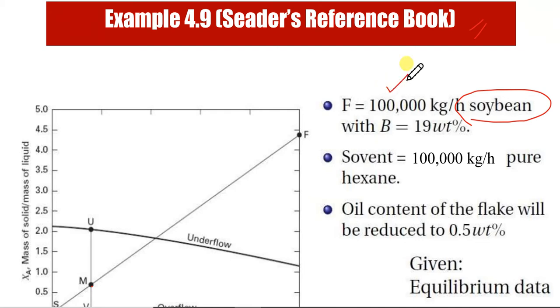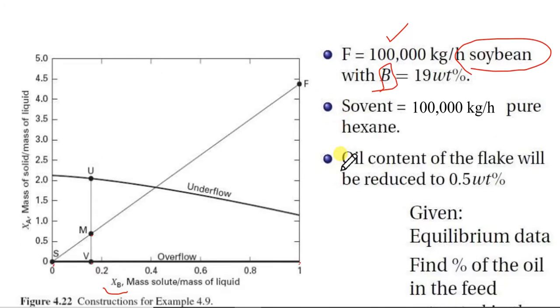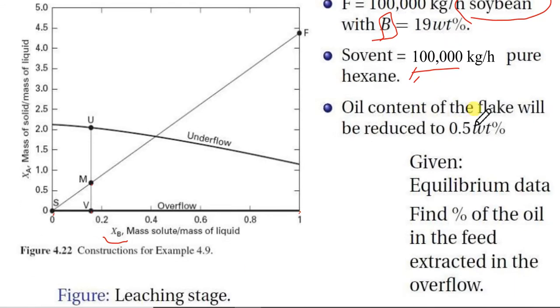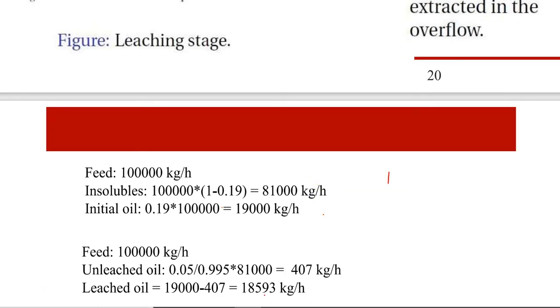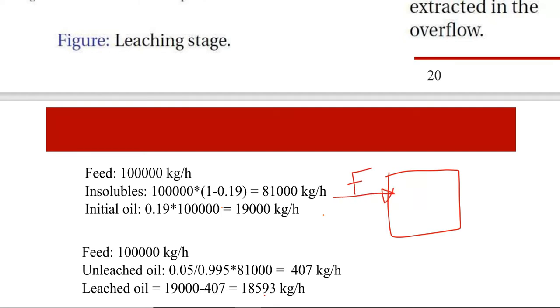100,000 kilograms per hour, with the B. B is the solute which can be taken by solvent. So solvent again is 100,000 kilograms per hour, pure hexane, and then what we have, oil contained in the flakes. Flakes means the slurry underflow. It reduces to 0.5%. Okay, so basically we have feed coming which has 19% of B solute, and solvent.